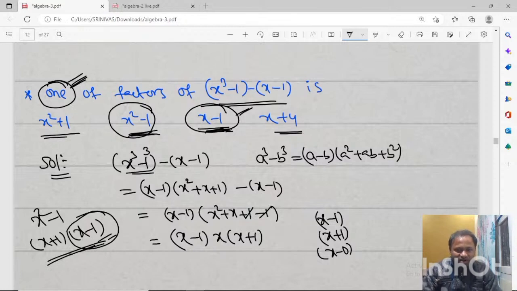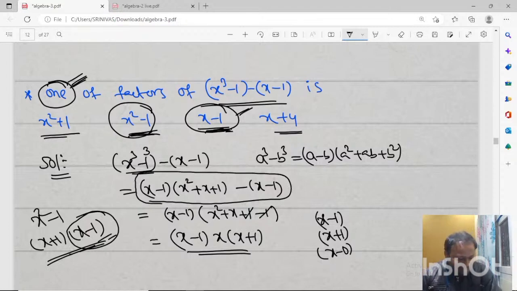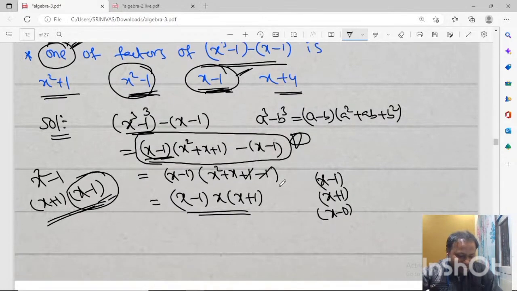Once you got this one, if you stay up to here only, you can say x minus 1 is the factor, no? Okay? Right? You got the conclusion.